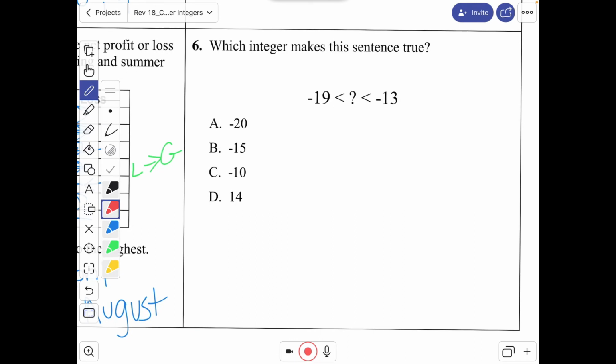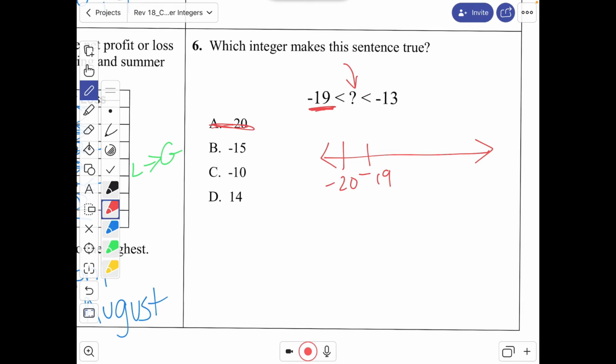Number 6. Which integer makes this sentence true? Okay, so it's got to be bigger than negative 19. Is negative 20 bigger than negative 19? Think about a number line. We'd have negative 19, and then we'd have negative 20. So it's more to the left. It's going to be smaller.